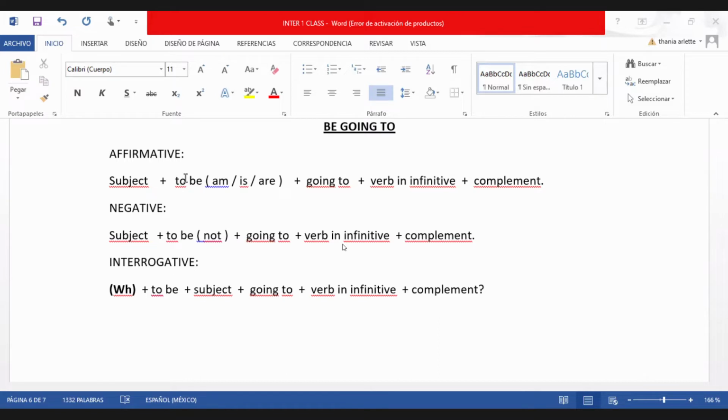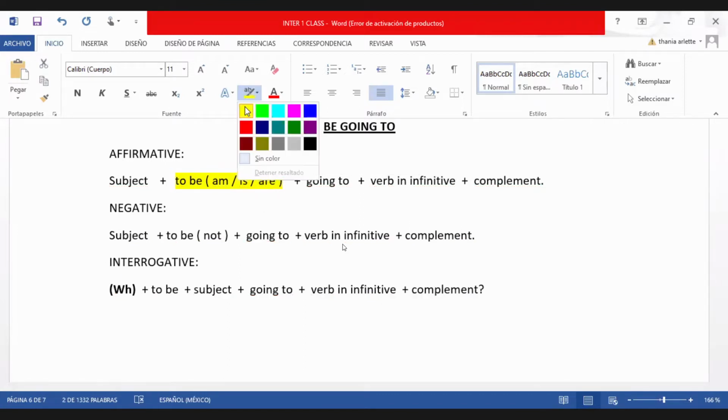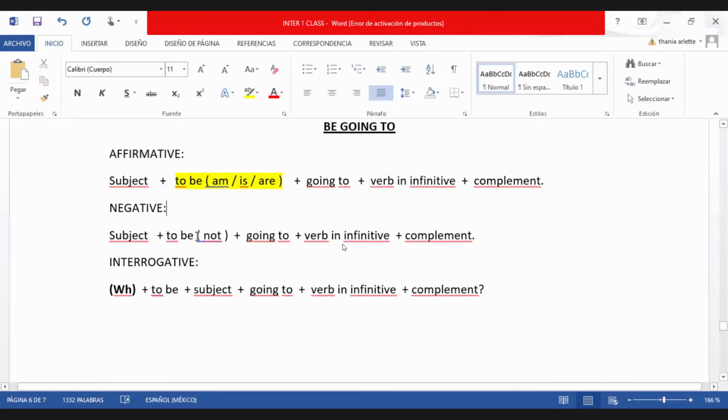So remember this one, the advice. Don't forget the verb to be with the structure going to. This is the verb to be. In the negative, the same structure except for not. In the negative.